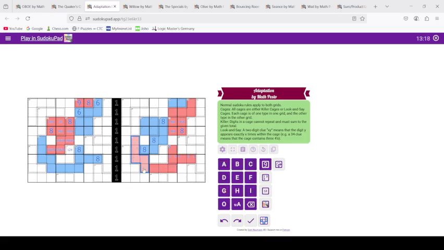1, 2, 3, 4, 5, 6, 7, 8. An 8 killer cage adding up to 37 means that 8 is missing from it. The number 8. Which means that is an 8.